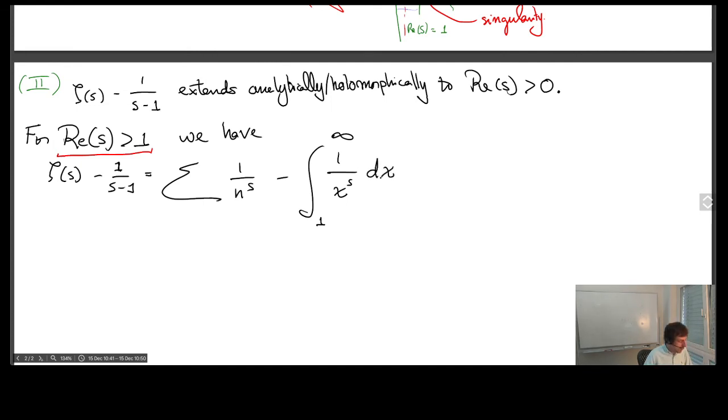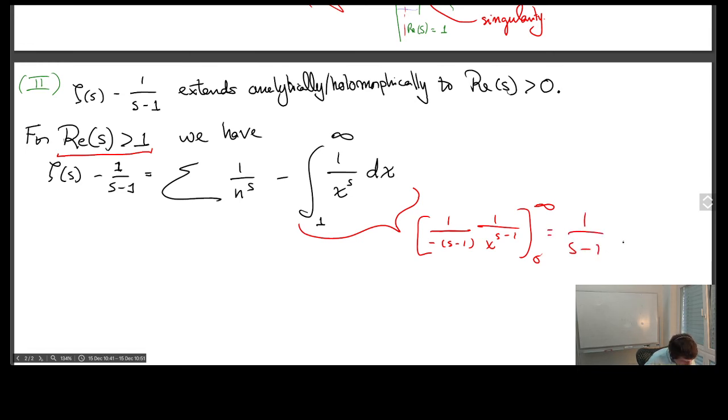Okay, because this is equal to, clearly, if you look at this, what is this? If you take the primitive of this, it's just 1 minus 1 over x to the s plus 1, or minus 1. And so this is equal to 1 over s minus 1. So I'm just writing this number in a different way, with the integral.